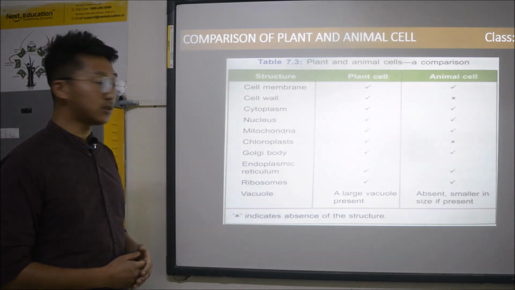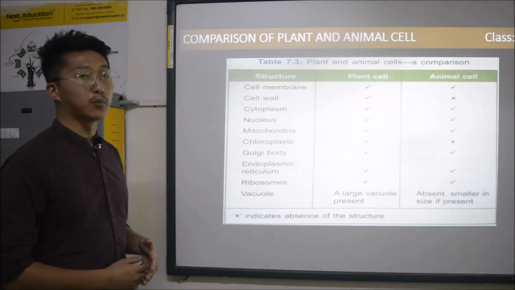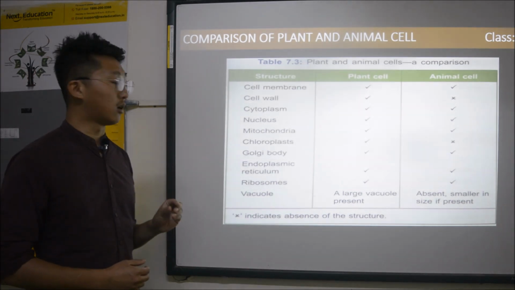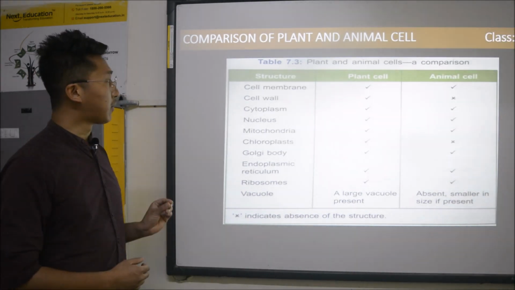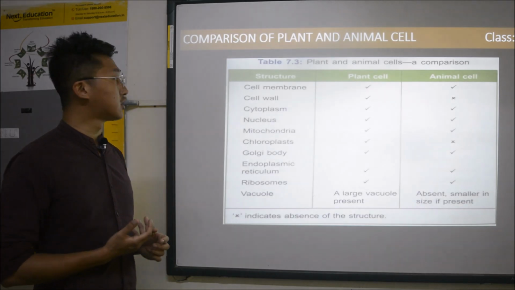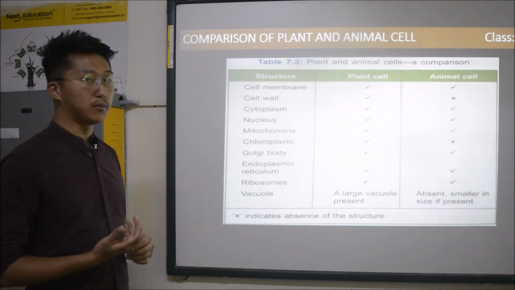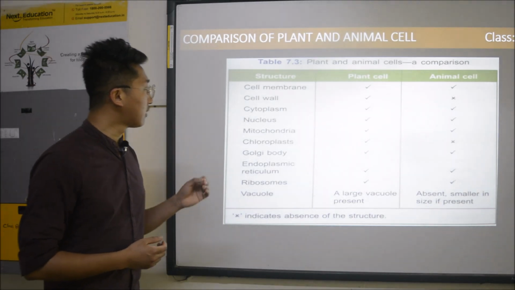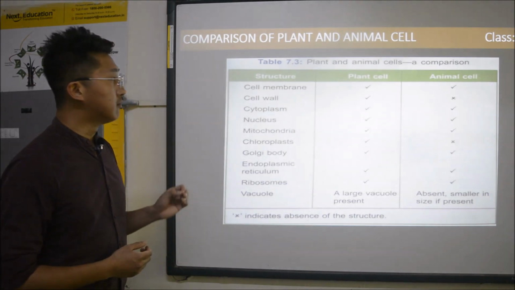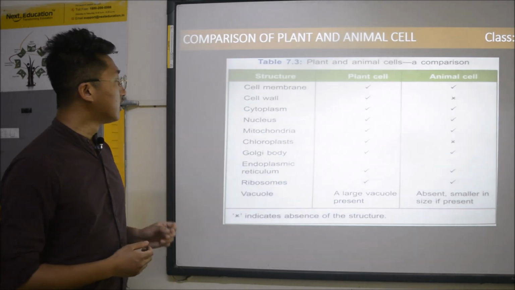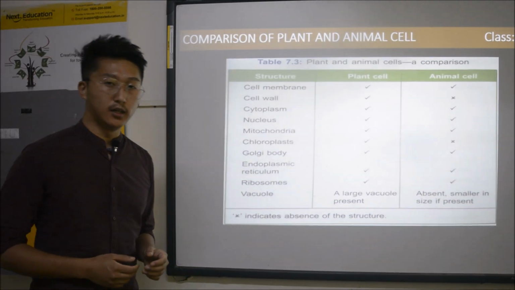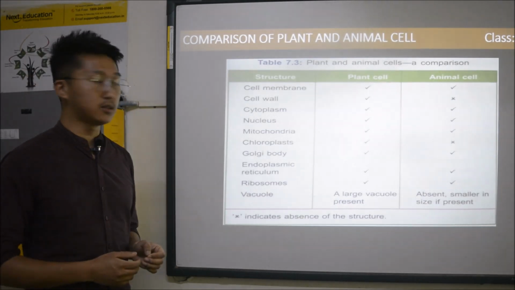The next one is the cell wall. The cell wall is present only in the plant cell. It is the outer layer of the plant cell. In the plant cell, the cell membrane is covered by the cell wall, but in the animal cell the membrane is not covered by a cell wall, or we can say that the cell wall is absent in the animal cell.